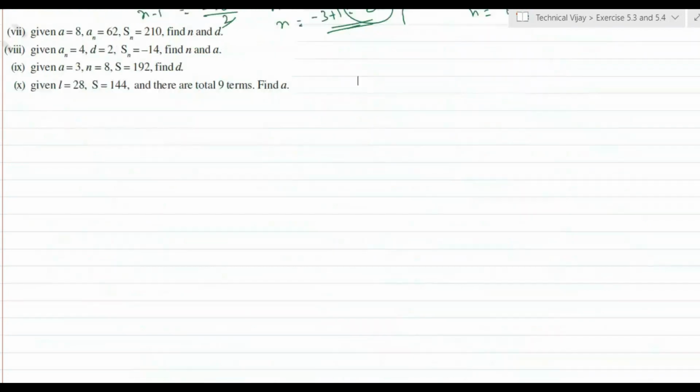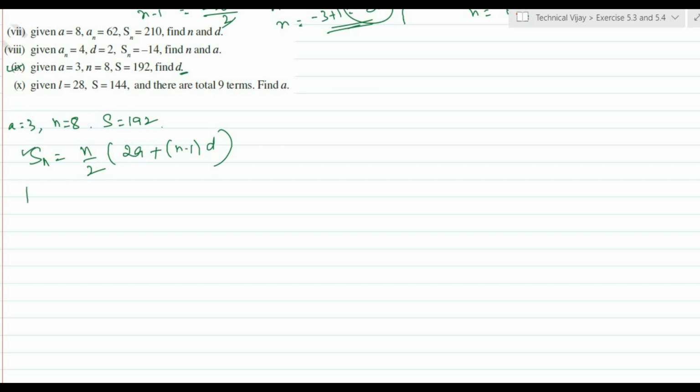That is the answer. So here the ninth one: given a = 3, n = 8 and S = 192. We have to find d. We will put the formula for the sum, Sₙ = n/2 × [2a + (n − 1)d]. We know 192 = 8/2 × [2 × 3 + (8 − 1)d], since n is equal to 8 here.